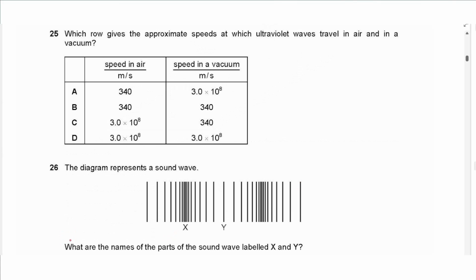Question 25 says, which row gives the approximate speeds at which ultraviolet waves travel in air and in vacuum?